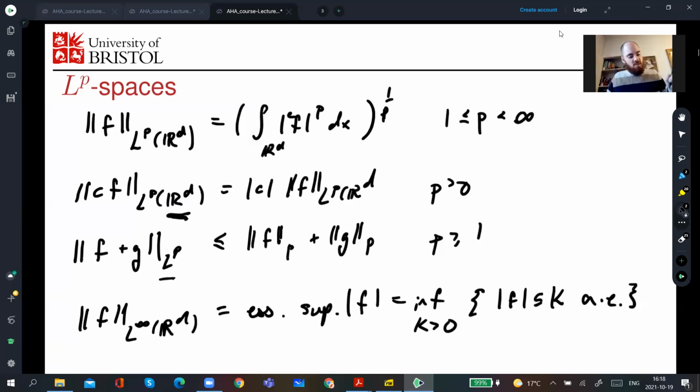Okay. This also satisfies the triangle inequality. So this works up to p equals infinity. And of course, it satisfies the scaling property as well.